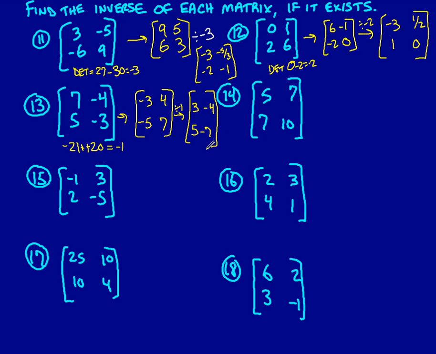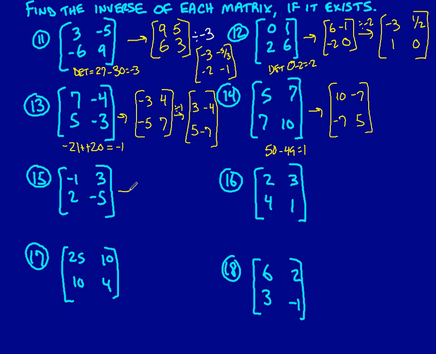second column. Okay, in number 14, again, start by changing the location of the main diagonal, the sign of the other diagonal, the determinant, 5 times 10 is 50, 7 times 7 is 49, so that determinant is 1. So that means I need to divide all these by 1. Well, guess what? We already have done that because dividing by 1 means the exact same thing. So that guy is done.